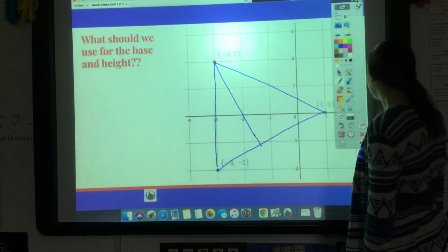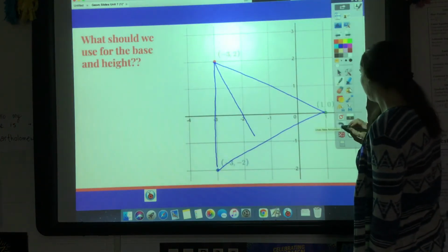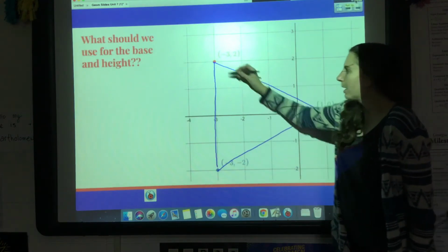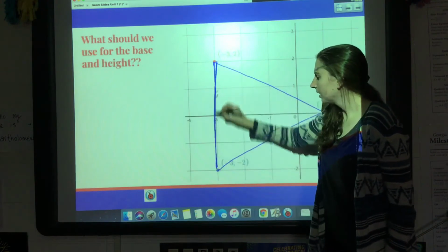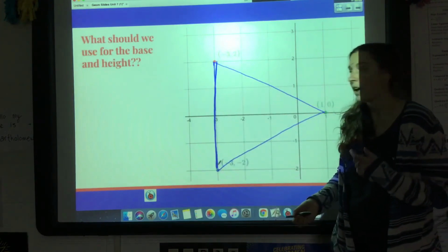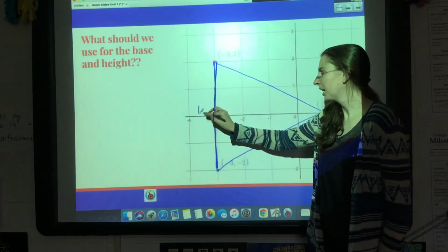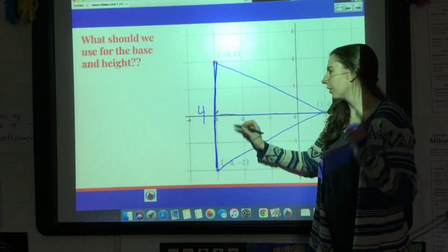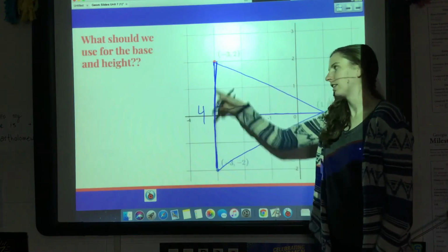Instead of doing that, why don't we make this the base? Because first of all, I can just count it. It's 1, 2, 3, 4. And then if this is the base, then this would be the height. And I know for a fact that's a right angle because it's right on the grid lines.